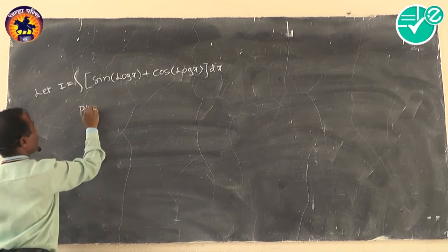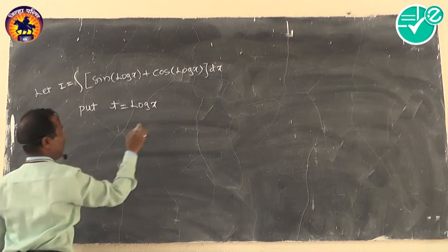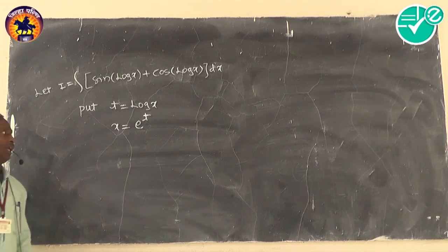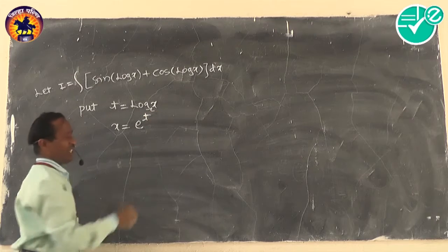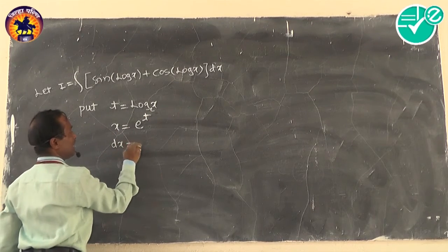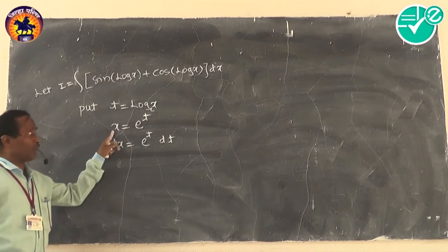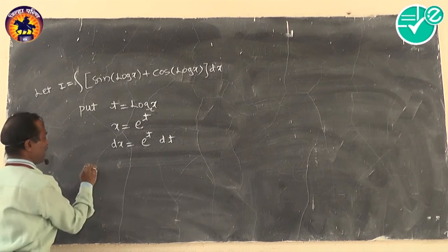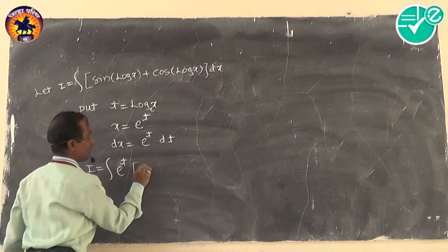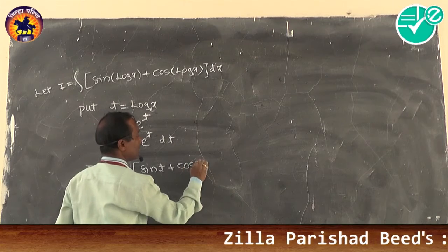Now we put t is equal to log x. Therefore x is equal to e raised to t. By using the definition of logarithm, here the base is e, so we write it in the exponential form. Now take the derivative, dx is equal to e raised to t dt. Differentiate x with respect to t, we get this function. I can be written as integral of e raised to t into (sin t plus cos t) dt.